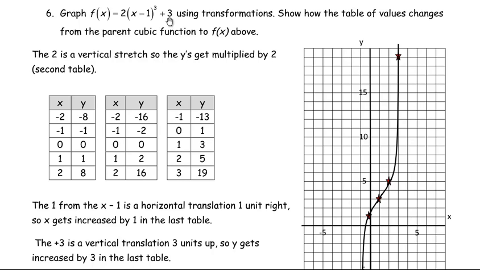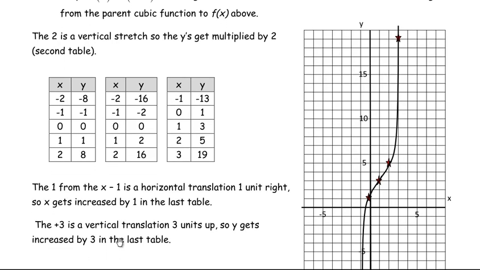The plus 3 at the end here, and I'll look at my instructions down here, is a vertical translation 3 units up. So the y gets increased by 3 in the last table. So we add 3 to all these. So -16 plus 3 is -13. -2 plus 3 is 1. 0 plus 3 is 3. 2 plus 3 is 5. And 16 plus 3 is 19.